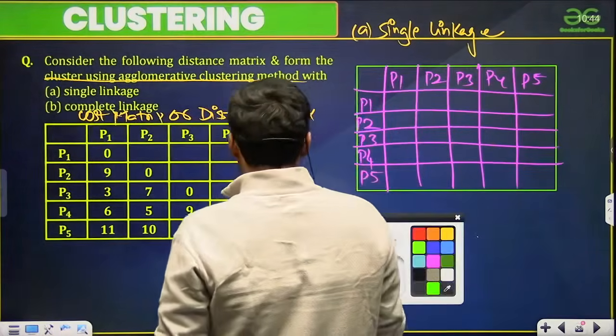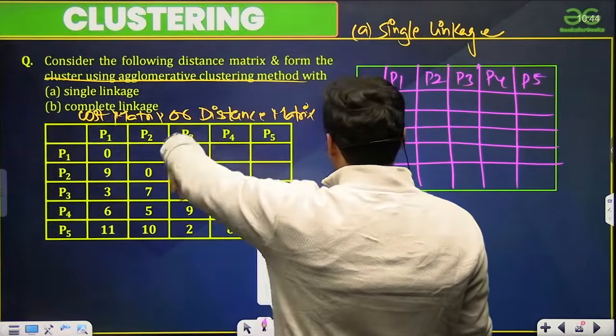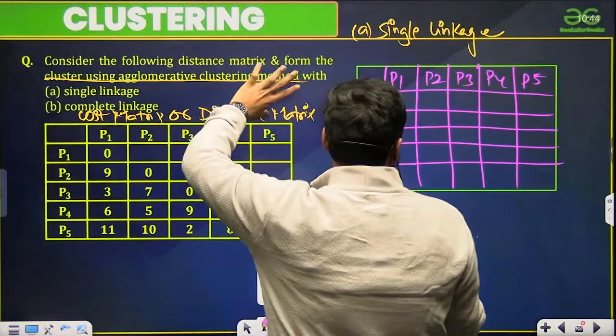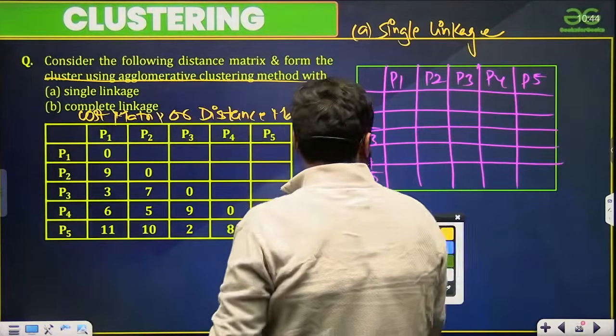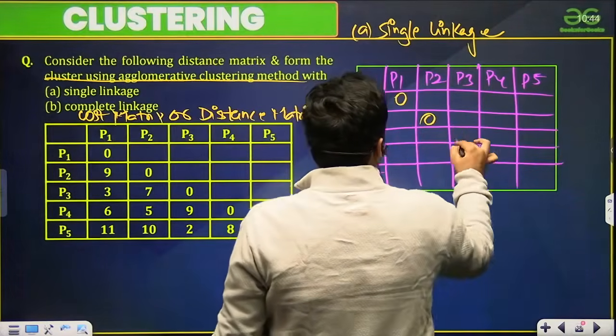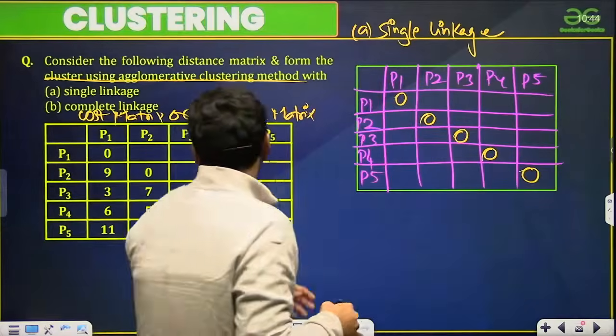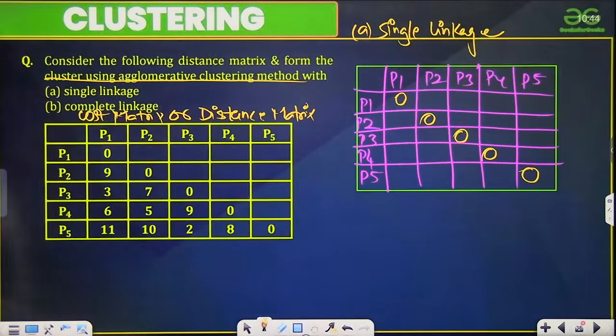Now only a lower triangular matrix or an upper triangular matrix is made, for better understanding. And what does this numeral mean? The numeral suggests that the distance between p1 and p2 is 9. The cost between p1 and p3 is 3, distance or cost, one and the same thing. The distance between p1 and p4 is 6, and p1 and p5 is 11.